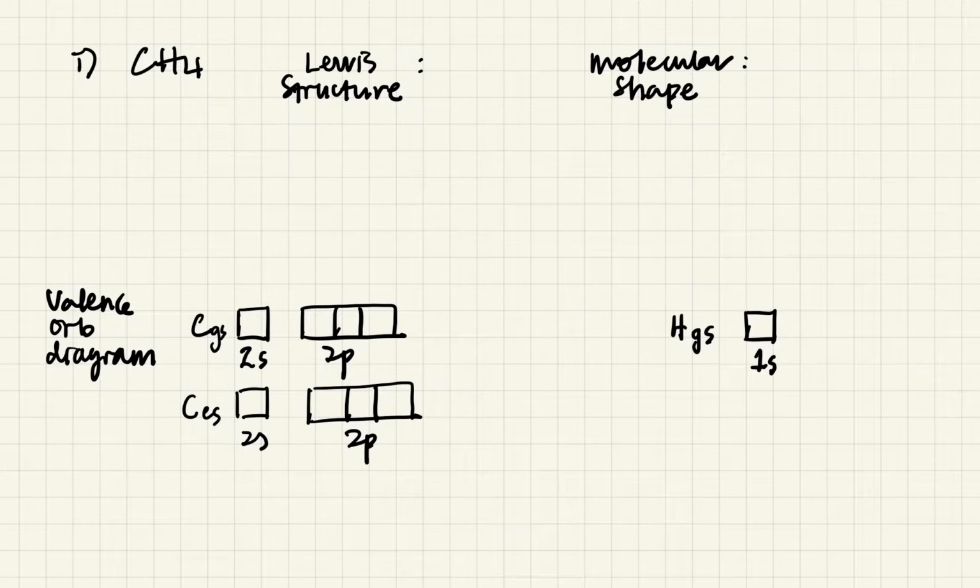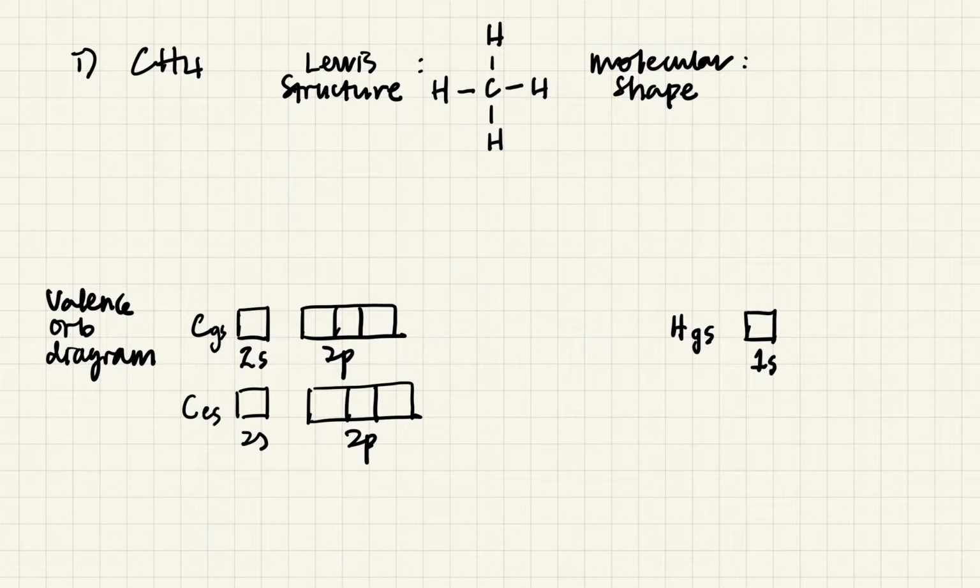Okay, so we're going to look at our first example, which is the CH4 molecule. So before anything else, we're going to first look at the Lewis structure and molecular shape. Draw your Lewis structure for CH4. We're going to draw the Lewis structure because we want to see whether your central atom has any bonds or lone pairs. Okay, so that's your CH4 Lewis structure.